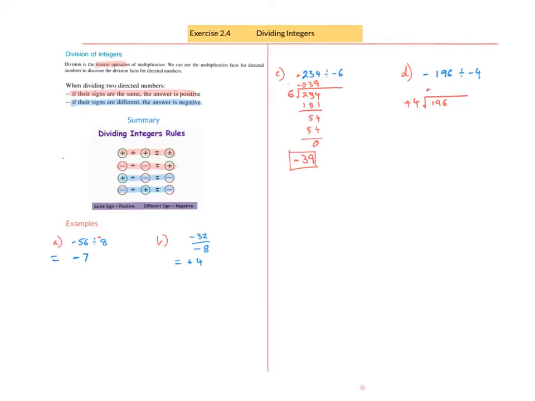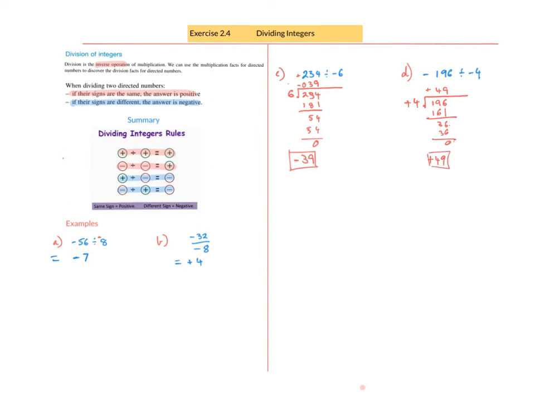And then I'm going to do my division as I always did. 4 into 19 is 4 times. 4 4s are 16. Put down the 16. 3 remainder. Bring down the 6. How many 4s are in 36? That's 9, isn't it? 9 4s are 36. We have 0 remainder. So my answer is positive 49.